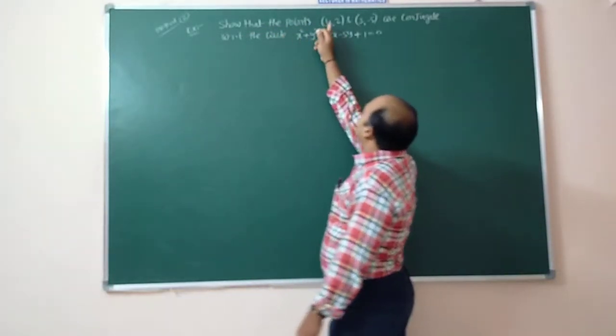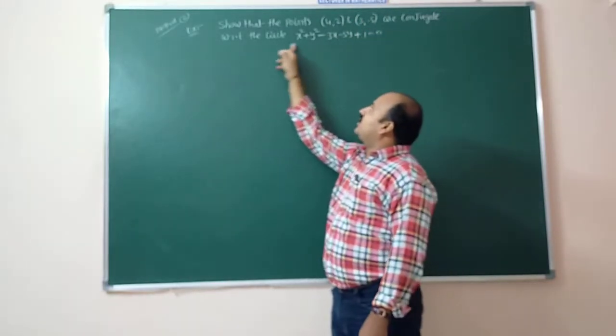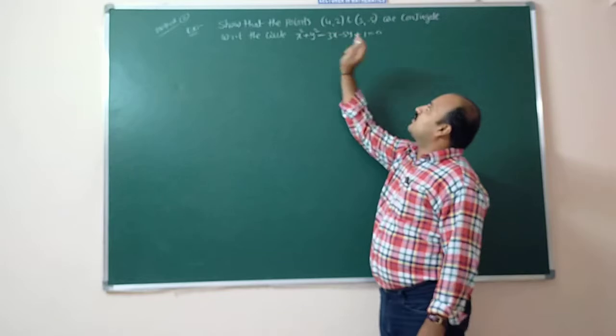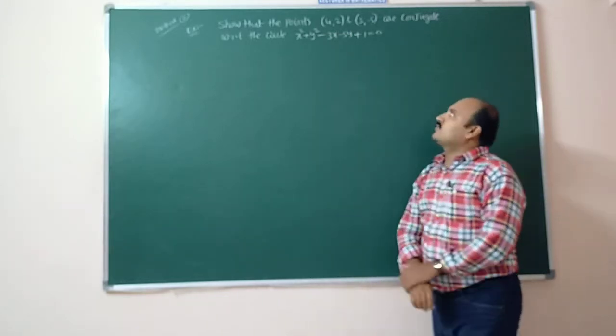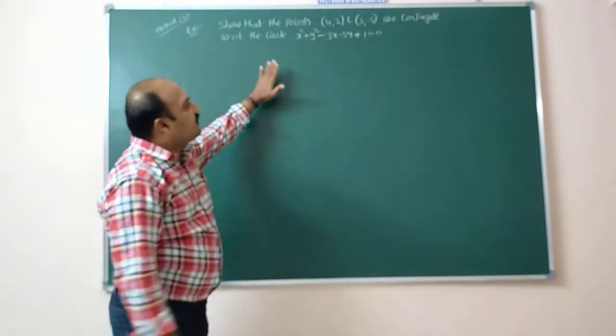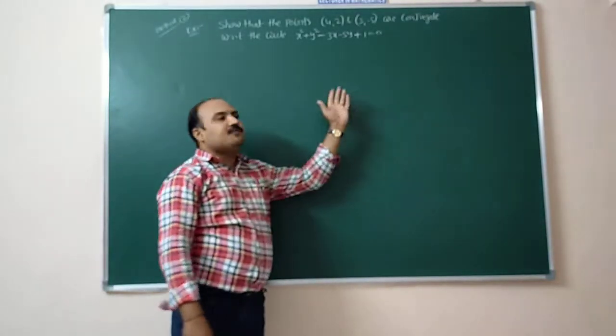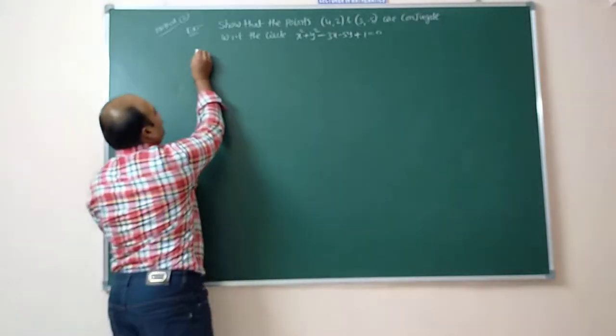Show that the points (4, 2) and (3, -5) are conjugate with respect to the circle x² + y² - 3x - 5y + 1 = 0. So now in this method what I am going to do is, first write the given points and given circle. As usual procedure, calculate the g, f and c values.